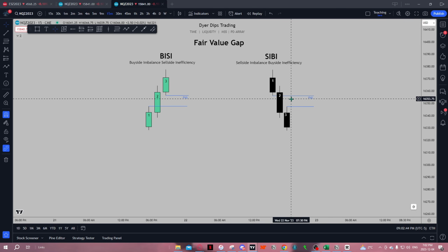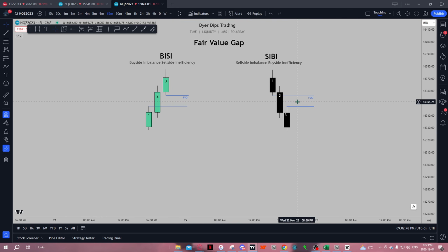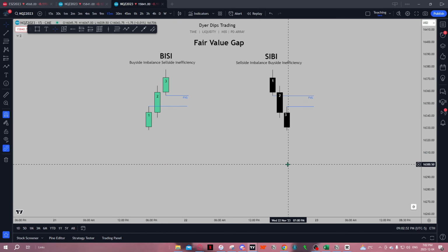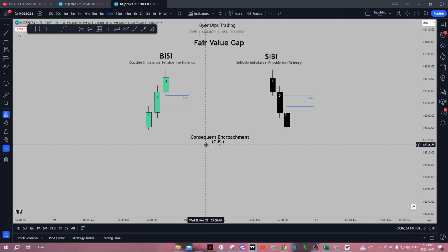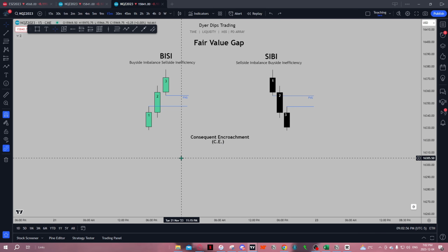And to keep it simple, this is more so an area or zone, but there are specific levels within this fair value gap that you want to keep your eye out for. And essentially what that level is called is the consequent encroachment. And I know that might sound a little bit overwhelming to some of you that have never heard the term before, but I promise it's super easy.